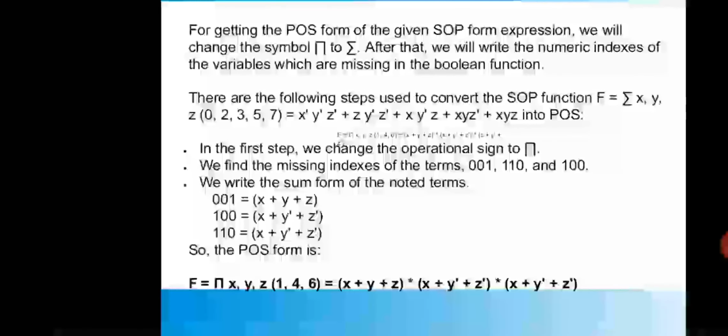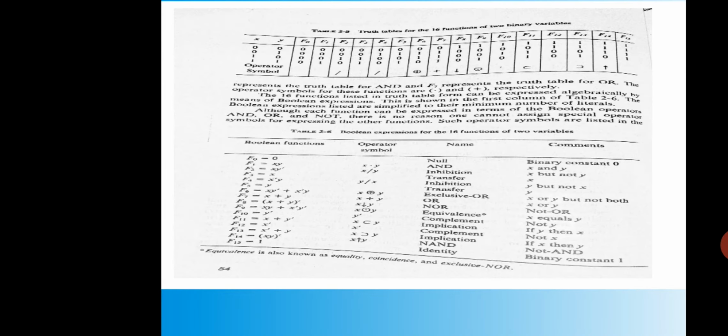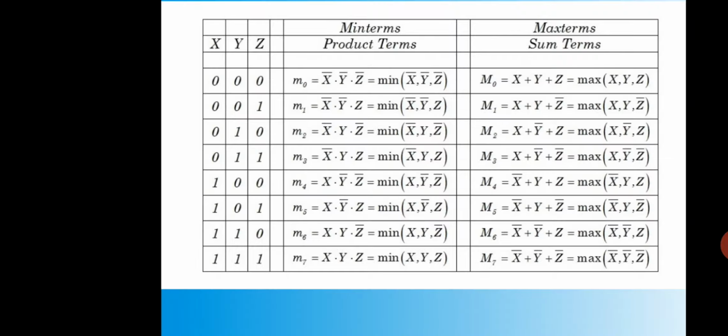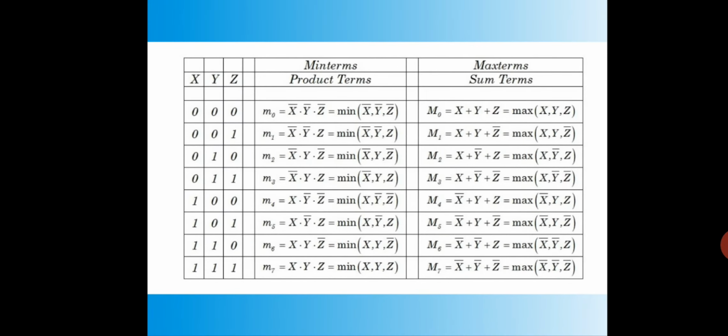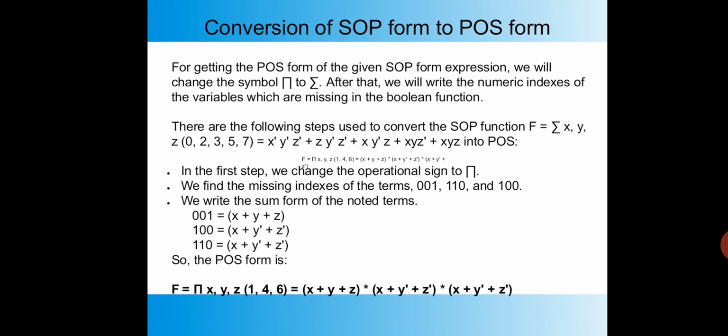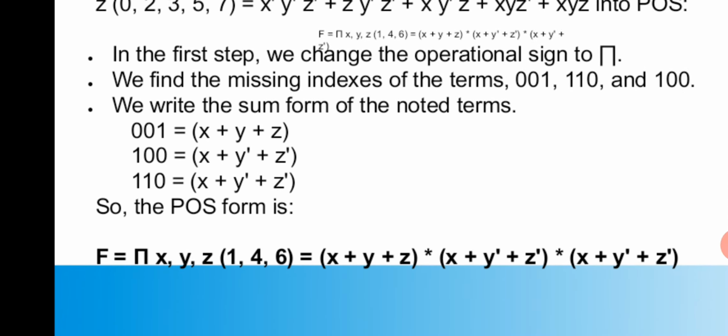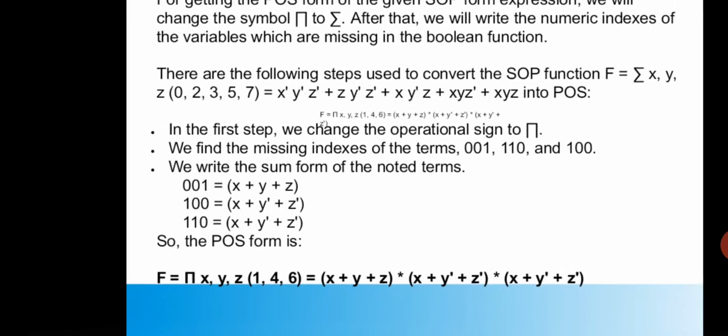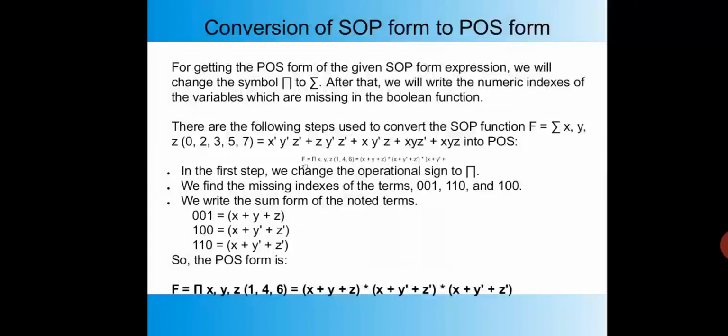So you have to do the opposite thing. That's it. If you get any confusion here, you just go back and see this table. Using this table, you will get a better idea. Once you convert it, your work is to write the POS form, the product of sum form. How can you do that? It is Π(x, y, z). The missing indices are 1, 4, 6, and the appropriate terms can be written in front of that. This is how you can write the product of sum form.